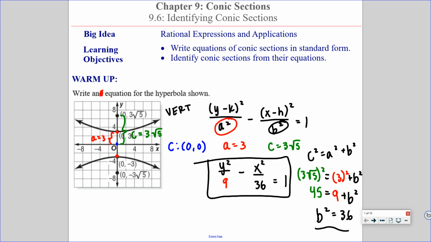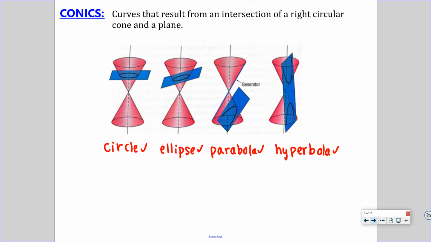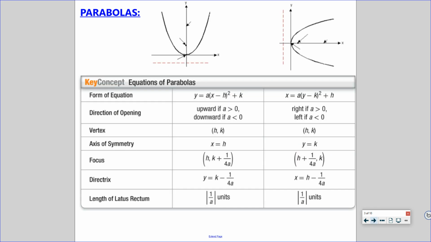So on Thursday, since your quiz was on ellipses and hyperbolas, we just reviewed those and we skipped parabolas and circles. So, your 4 conic sections, we talked about that. The curve that results from an intersection of a right circular cone and a plane, we watched that video, all that good stuff. So today we're just going to review parabolas first, and then circles.